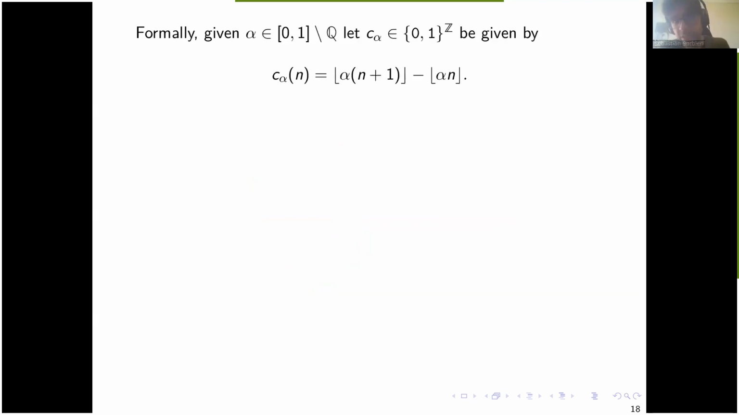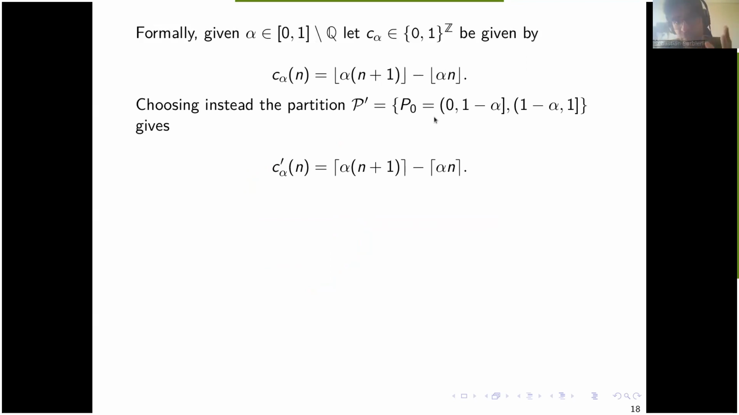So formally, this means take an irrational alpha and let C alpha be the configuration given by, well, this can be coded exactly by the floor of alpha times n plus 1 minus floor of alpha times n. You all know this. And if I change the partition, well, the only thing that changes is that floor is changed by ceiling. In the previous partition, I took intervals which are closed on the left, open on the right. Now they are open on the left, closed on the right. I did just a small change.